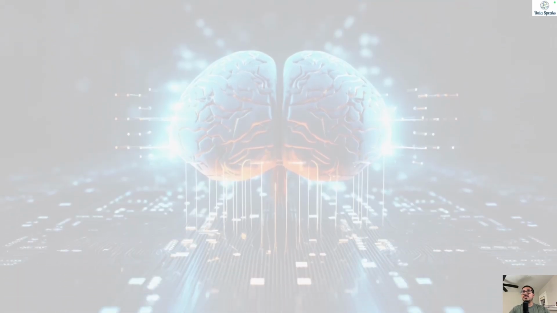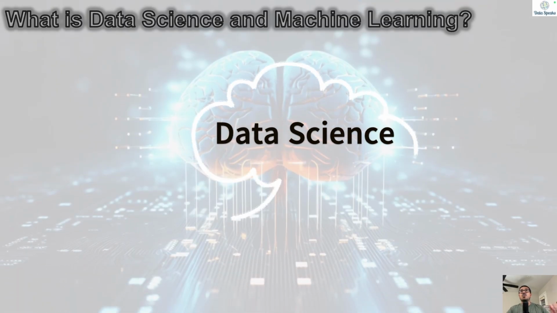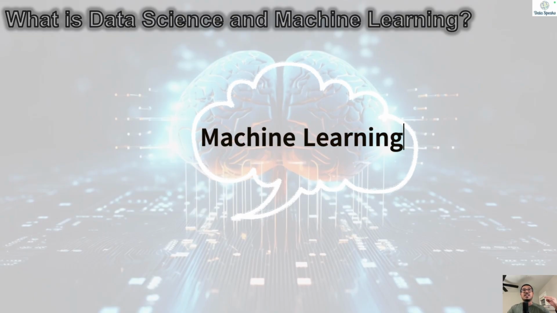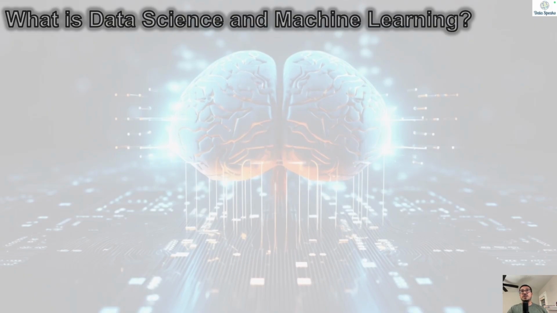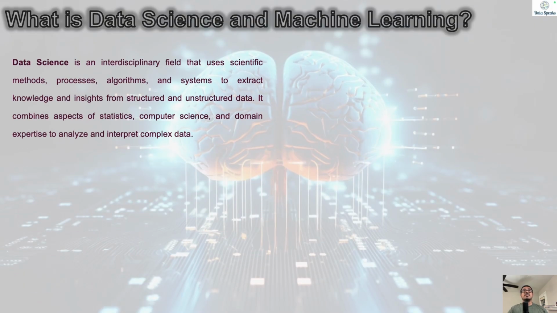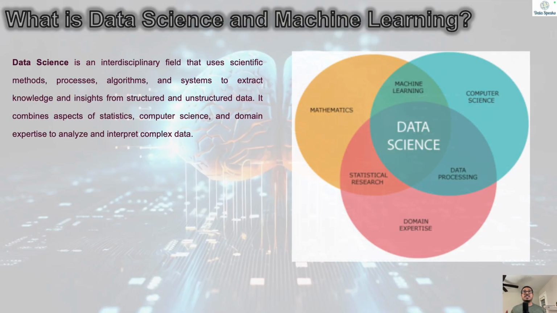Now, to begin with, let's start understanding what is data science and what is machine learning. That is the very foundational level information you need to understand. That being said, data science is an interdisciplinary field. It uses many different disciplines of learning and research, which use scientific methods, processes, techniques, algorithms, and systems.